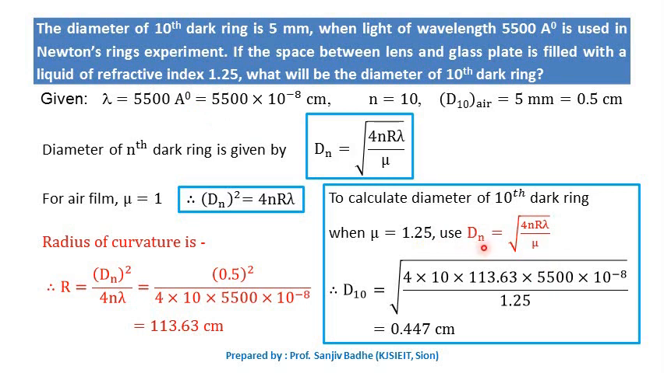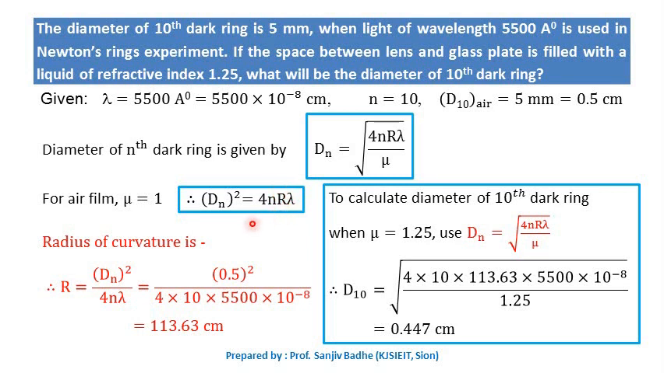But to calculate this diameter of 10th dark ring with liquid film, we need radius of curvature, which is not given to us. We can calculate this radius of curvature from the diameter of 10th dark ring with air film, which is given as 0.5 centimeter. Diameter of nth dark ring with air film is given by dn square equal to 4 nr lambda. So we will use this relation to calculate this radius of curvature r.